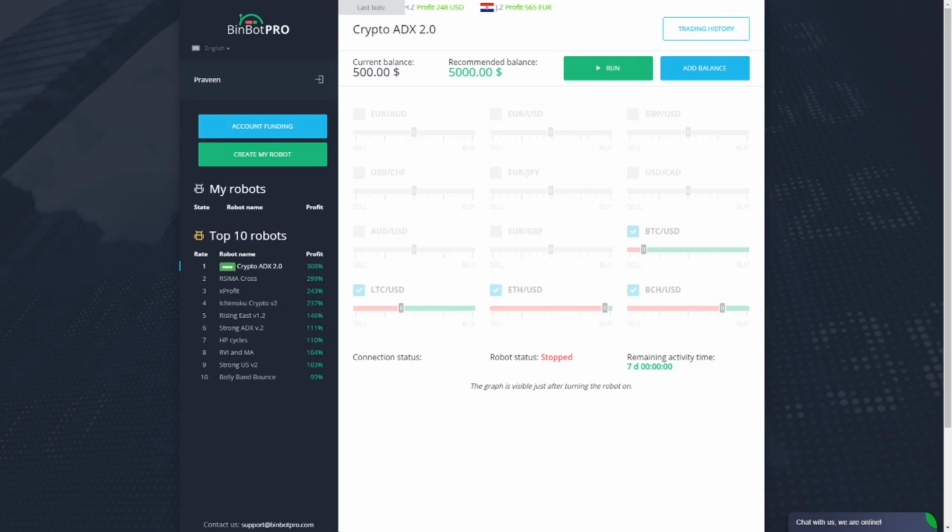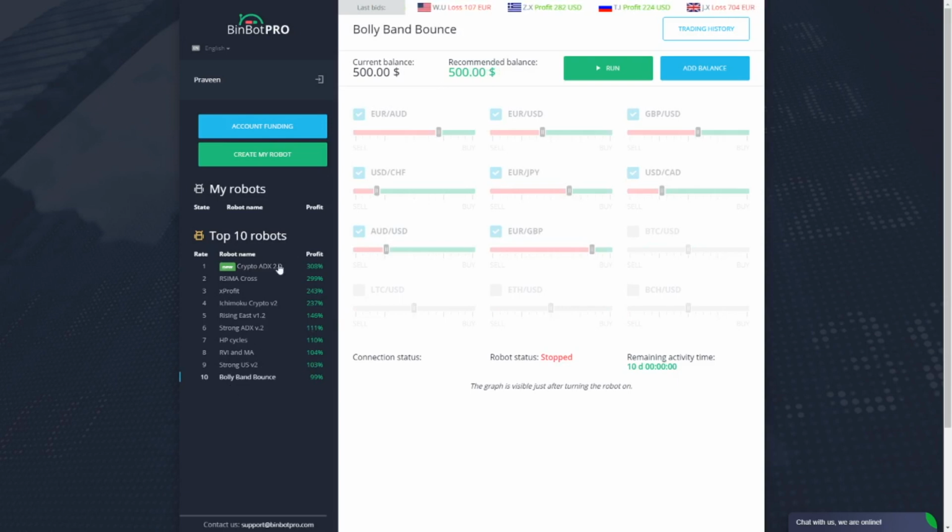So once you have done that, you choose a robot which has a recommended balance aligned with your current balance. For example, Bolly band bounce over here, even though it has the lowest profit margin, has a recommended balance of $500, which I can use. Strong US I can use, RVI MA I can use, HP circles I can use, rising is nice.